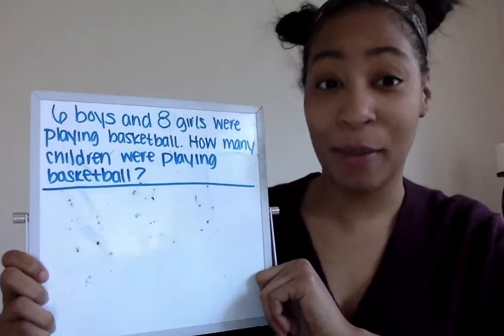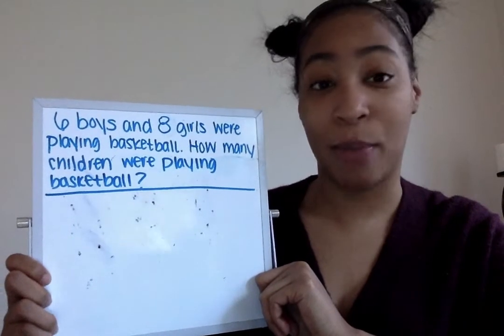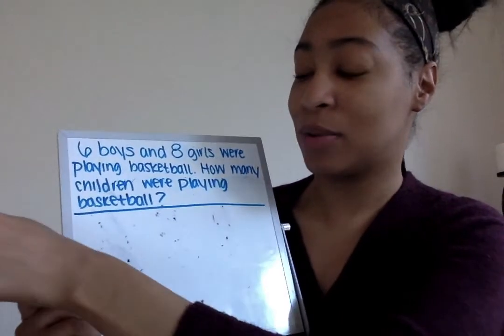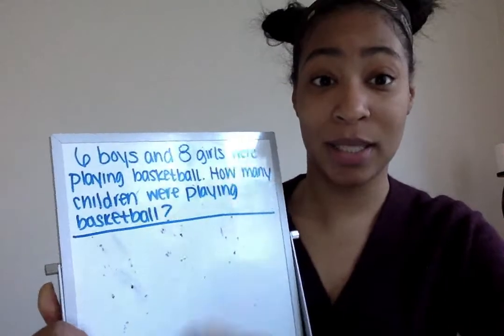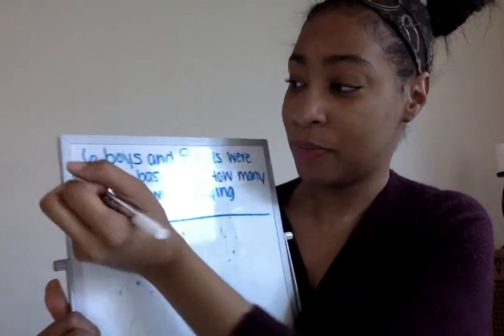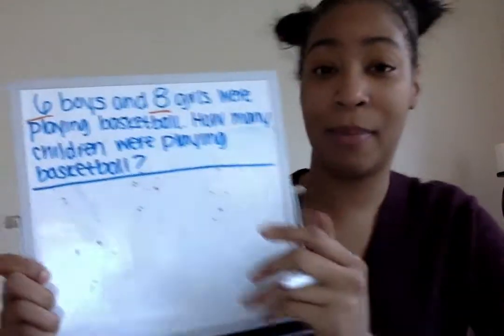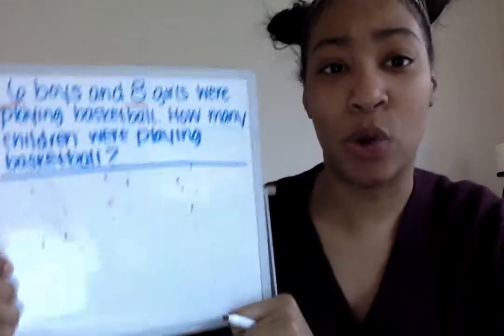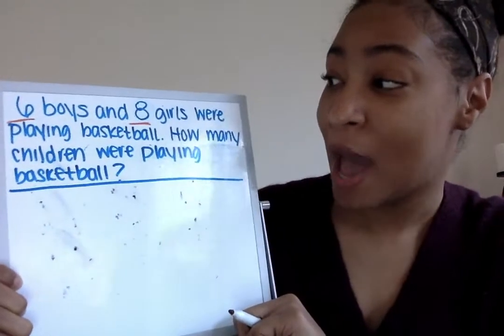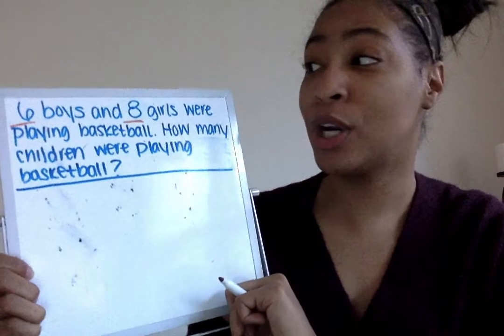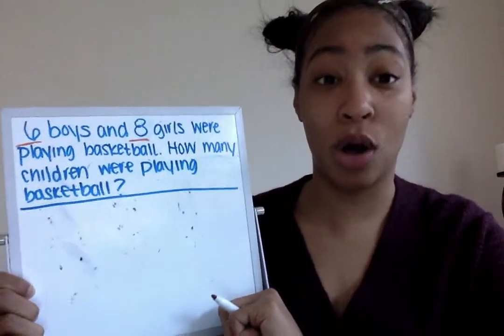So the first thing I'm going to do is go in and underline my important numbers. The important numbers I see are the number 6, because that's how many boys were playing basketball, and then the number 8, because that's how many girls were playing basketball. And I'm going to just read the question one more time. How many children were playing basketball? So they want to know how many children were playing basketball all together.